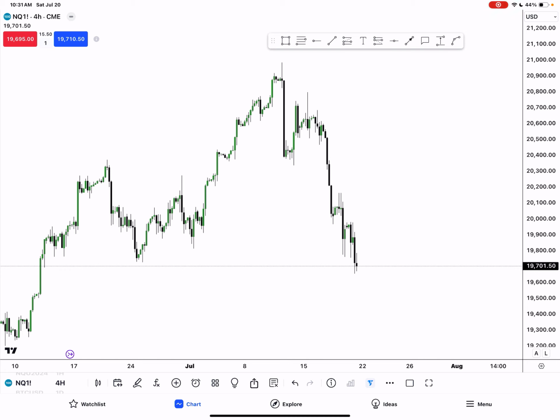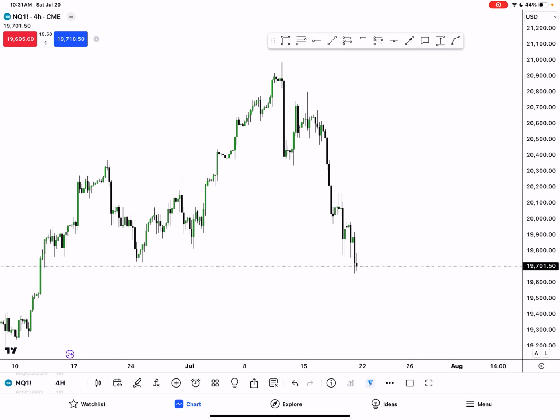But the analysis moving forward is obviously going to be gone over in the outlook of next week, but it seems that right now price is very bearish from the 4-hour perspective on the NASDAQ. So let's go ahead and get into it.